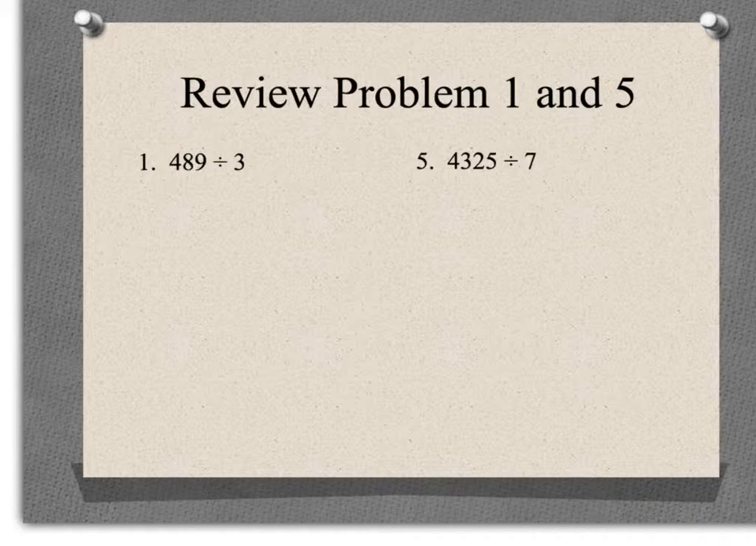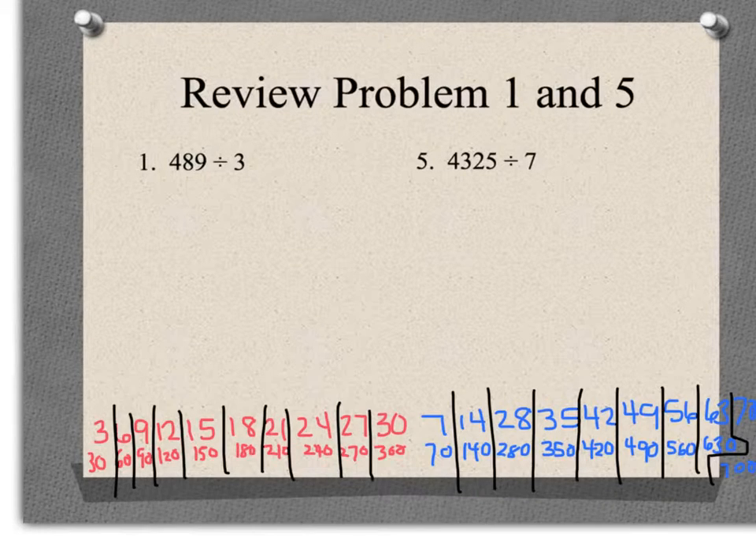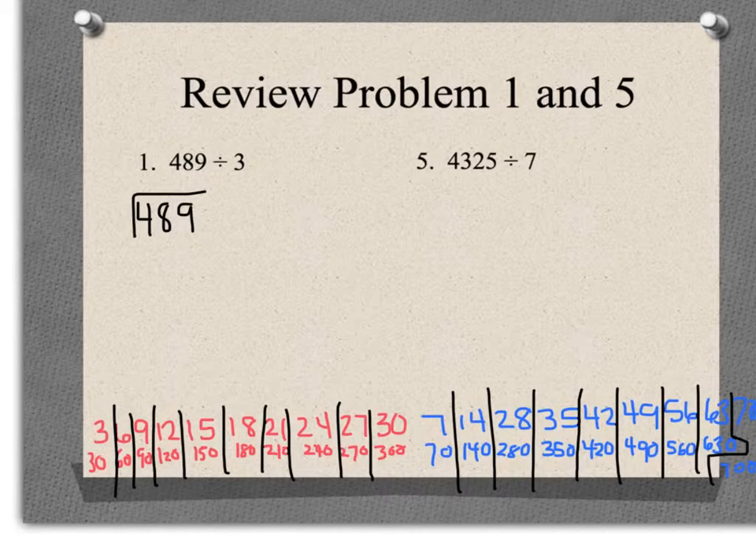Finally, let's jump up to problem 1 and 5. I'm going to go ahead and solve these problems using both the algorithm and partial products. Let's go ahead and first list the multiples of 3 and 7 for those that need it to solve the problem. Now that that's done, let's solve 489 divided by 3 using partial products.